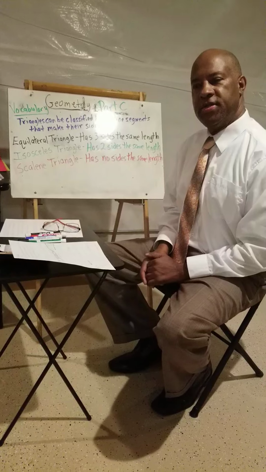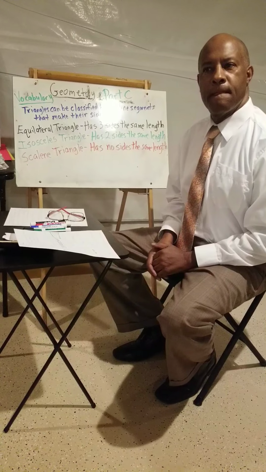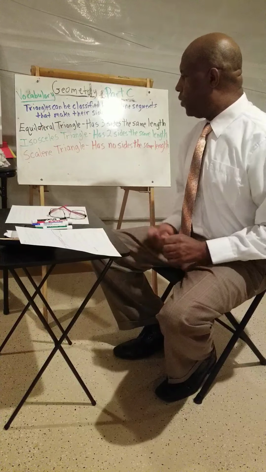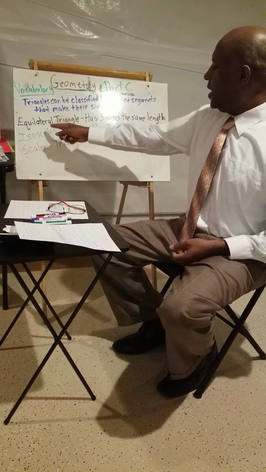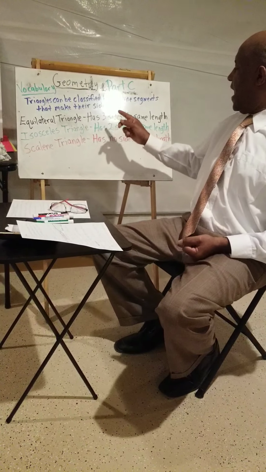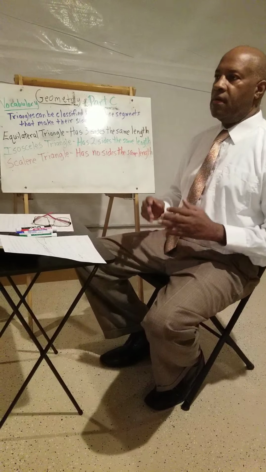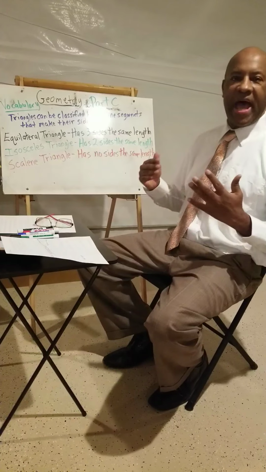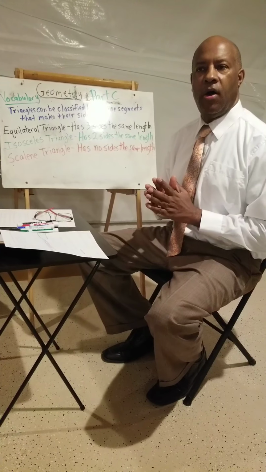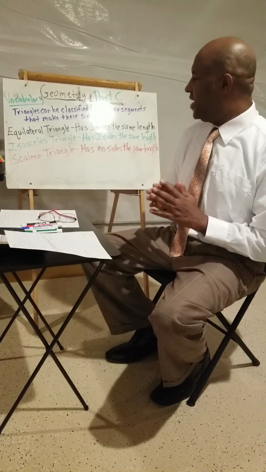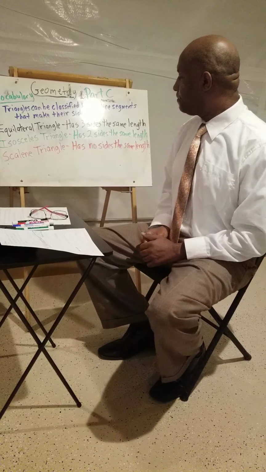What word do you hear or see in the word equilateral? That's right, equal. And what does equal mean? They're all the same. So an equilateral triangle has three sides that's always the same length. 4, 4, 4, 9, 9, 9, 8, 8, 8. All three sides in the triangle are the same. That's what makes an equilateral triangle.